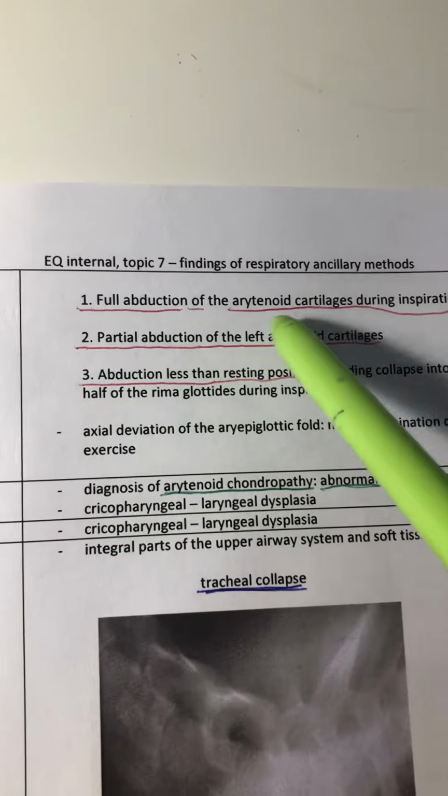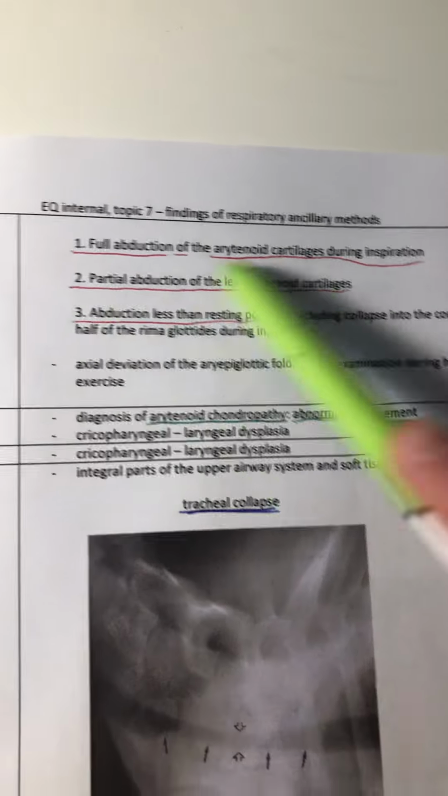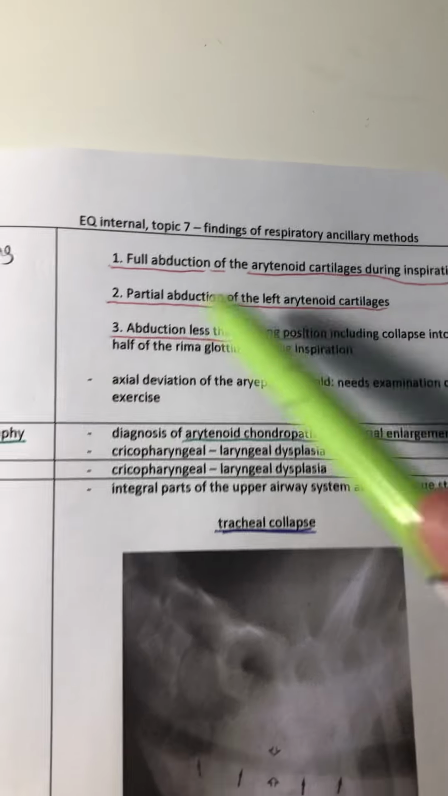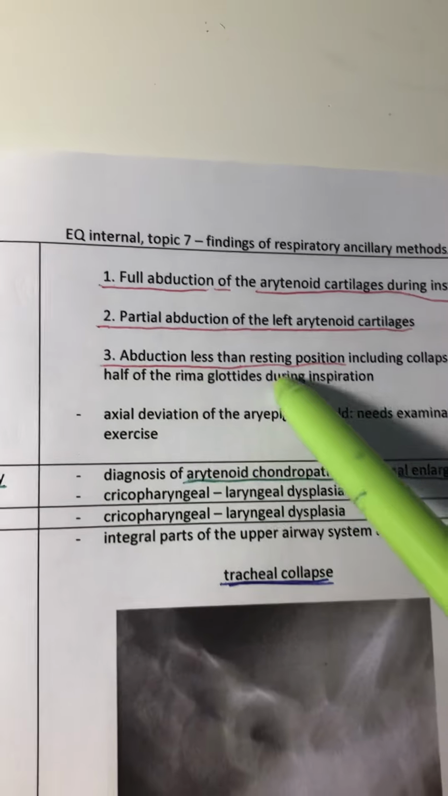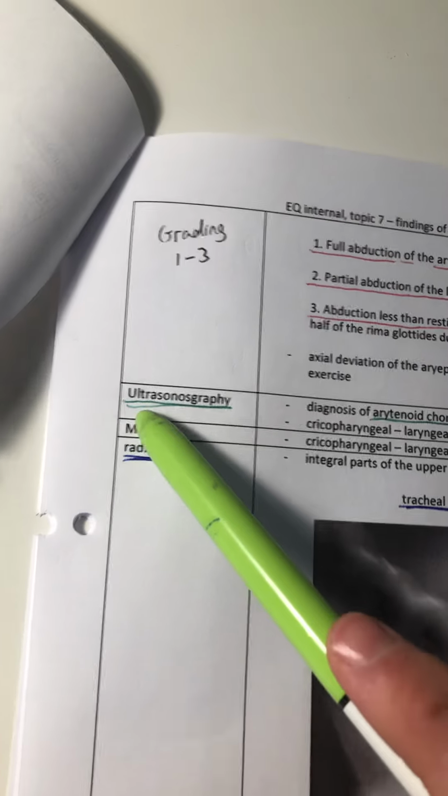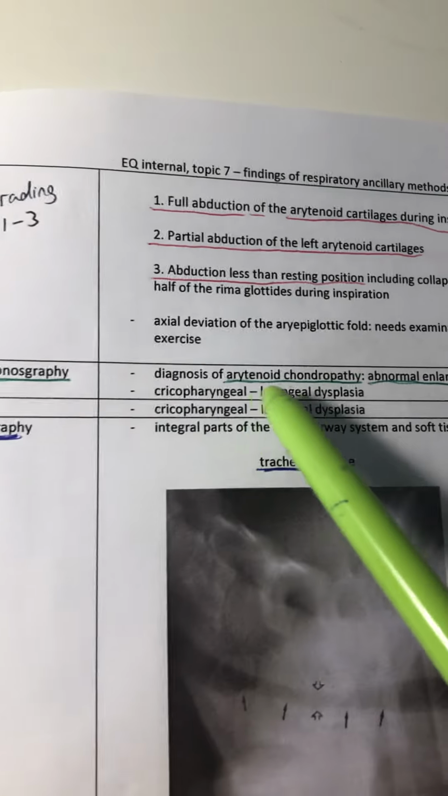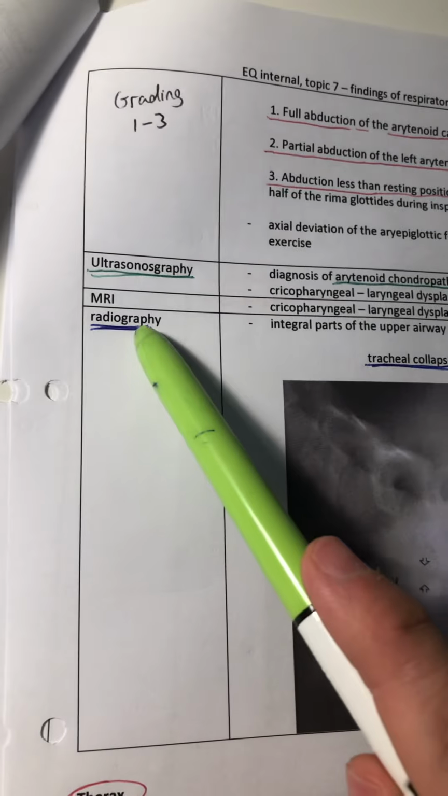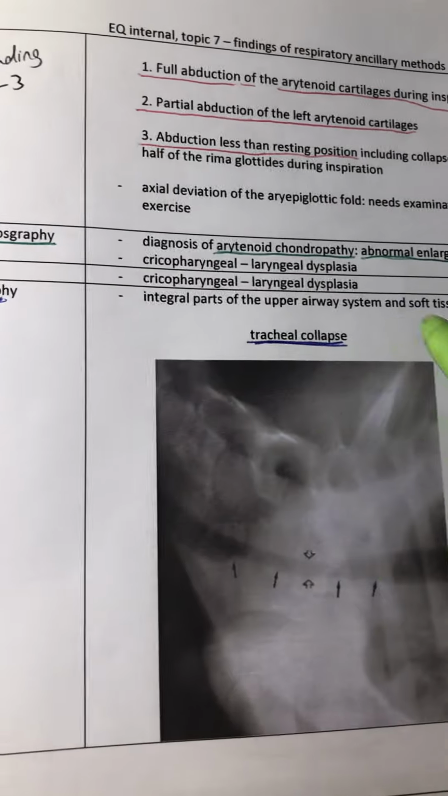Full abduction of the arytenoid cartilages during inspiration is number 1. Number 2 is partial abduction of the left arytenoid cartilage. And number 3 is abduction less than the resting position. You can also use ultrasonography for arytenoid chondropathy. This is abnormal enlargement. And then you can use radiography, so you can see tracheal collapse.